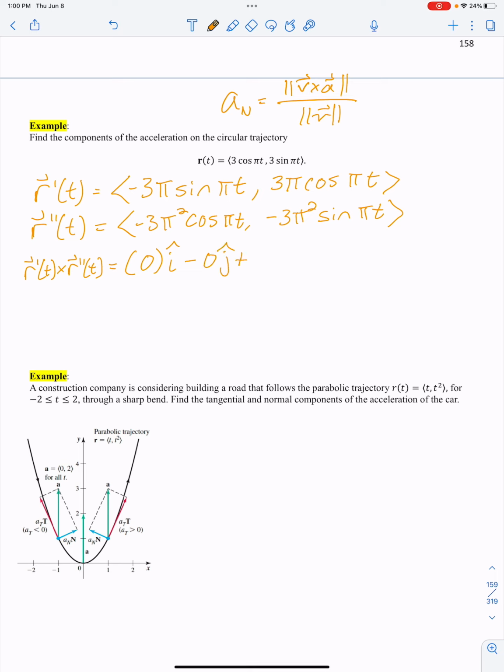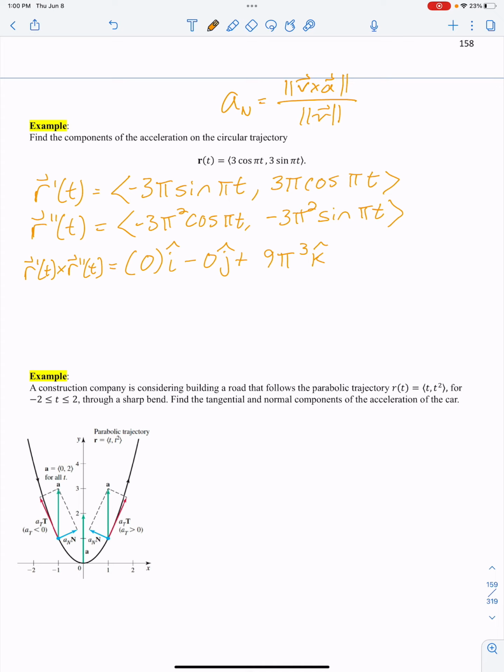Alright, so it looks like we just get a k component, and it's going to work out in our favor. It's going to be 3 squared. Negative 3 times negative 3 is going to be a 9 pi cubed, so we end up with a 9 pi cubed there. Follow your cross product. I'm going to save some video time by not doing that. Let me double check that really quick.